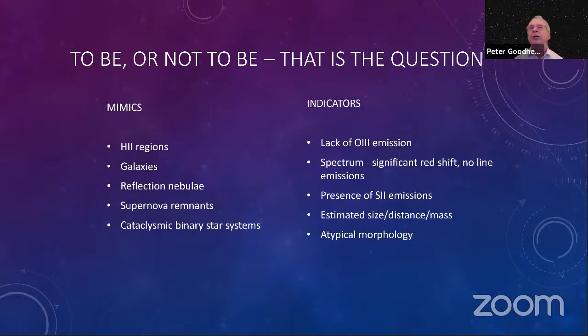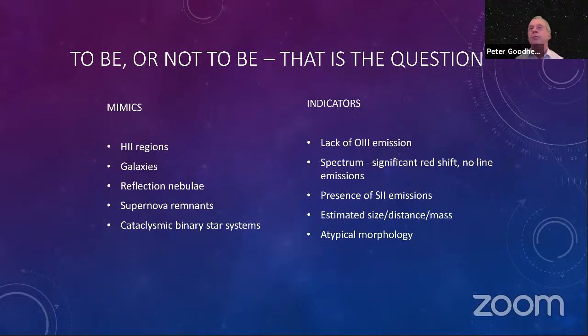So indicators which help eliminate these mimics are a lack of O3 emission. Obviously a spectrum will show it up, you'll get a continuous spectrum. You'll also, if you get a lot of strong redshift, then you know that it's too far away to be a planetary nebula that we can observe.